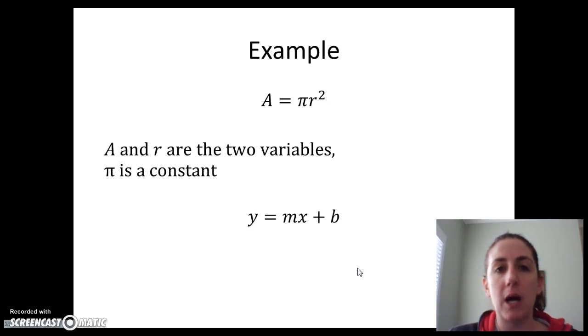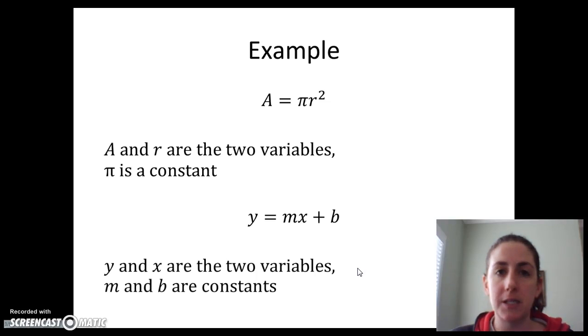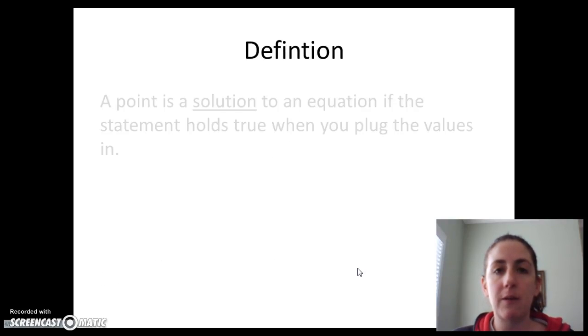Another example would be y equals mx plus b. You should recognize this as the equation of a line. x and y will vary depending on where you are on the line, but no matter where you are on the line, the slope will remain the same and so will the y-intercept, so your m and your b are your constants.